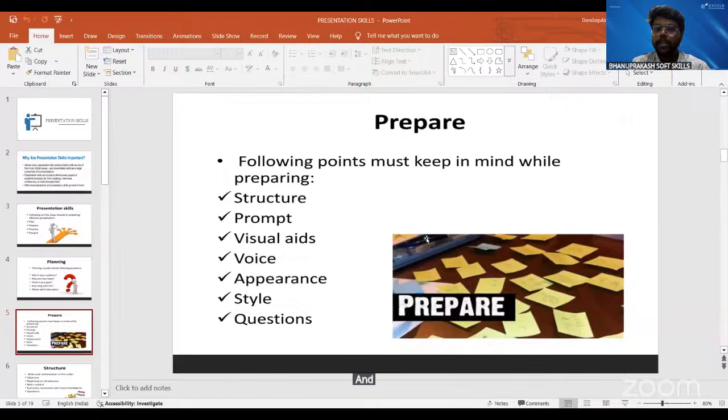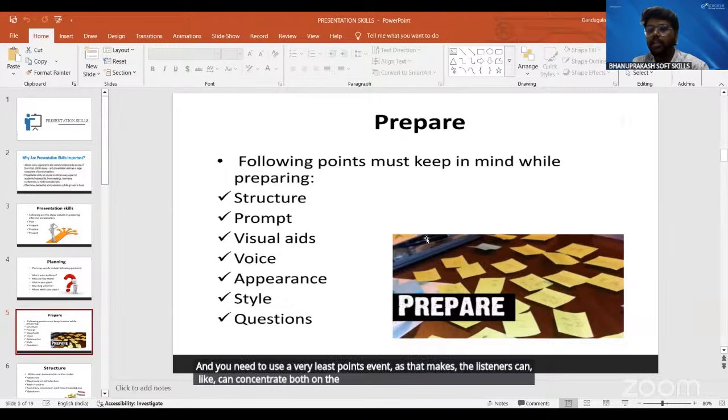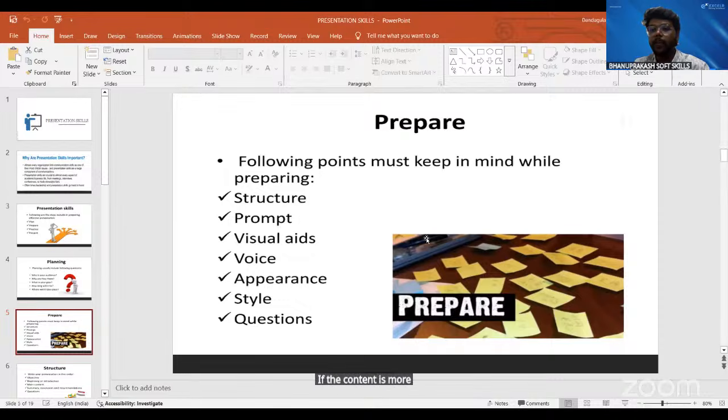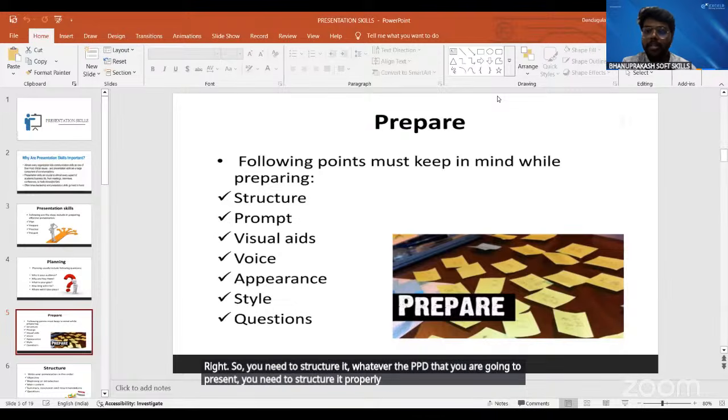And you need to use very few points, as that lets the listeners concentrate both on the PPT as well as on what you are saying. If the content is more, then they can't concentrate equally on one part, right? So you need to structure it. Whatever PPT you are going to present, you need to structure it properly, like what the first slide should be, second slide, third slide, in such a way.